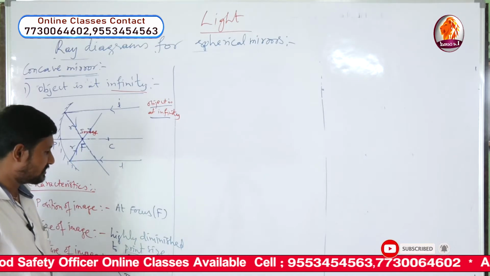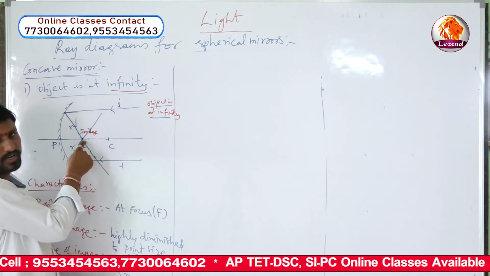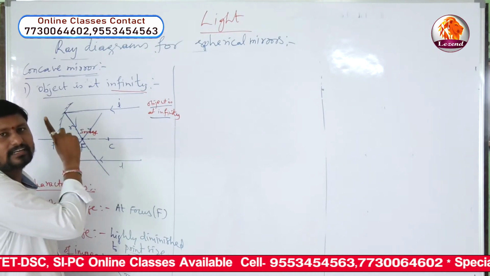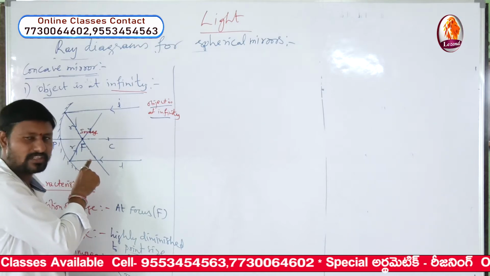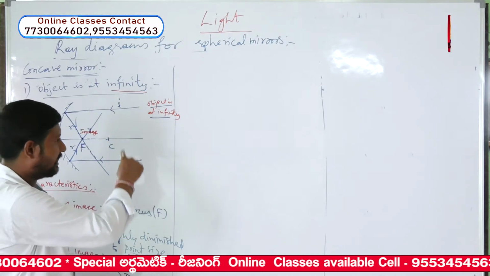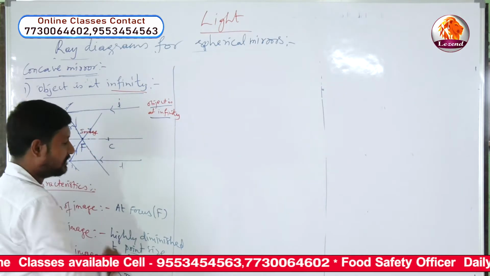Now see the characteristics. When the object is at infinity, the image is formed at focus and it is highly diminished to point size, and it is a real image, we can catch it on the screen, and it is upside down, inverted. These are the characteristics of the image formed by a concave mirror when the object is at infinity.